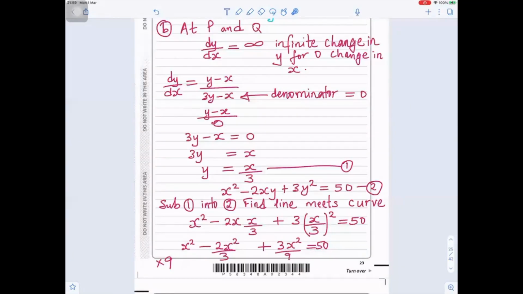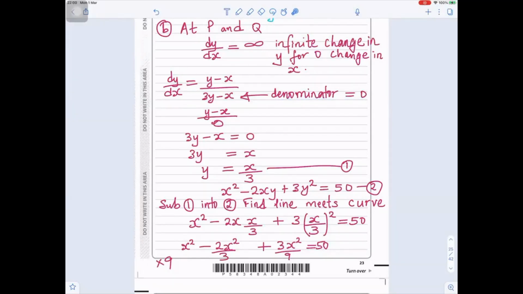For part B, at the points P and Q, dy over dx is infinite. So there is infinite change in y for 0 change in x. So for a little bit of change in x, the change in y is infinite. So dy over dx is (y minus x) over (3y minus x), so the denominator would be equal to 0.